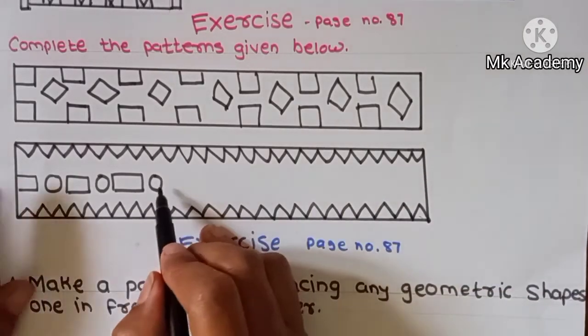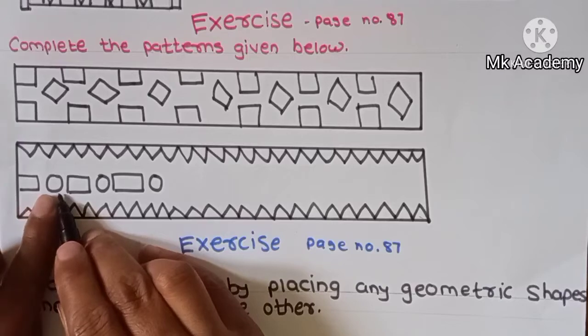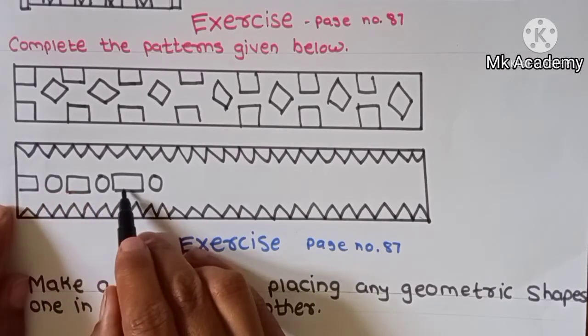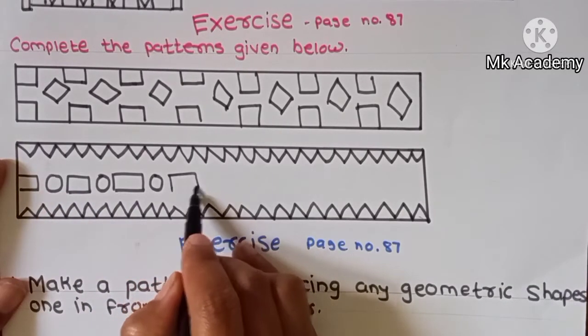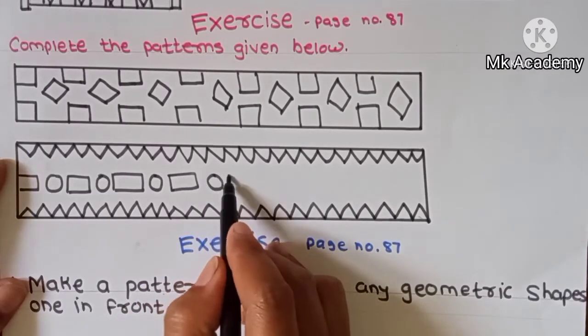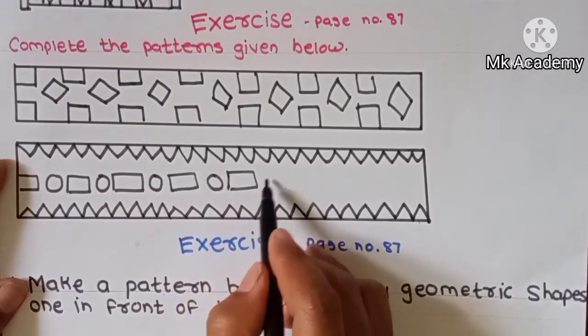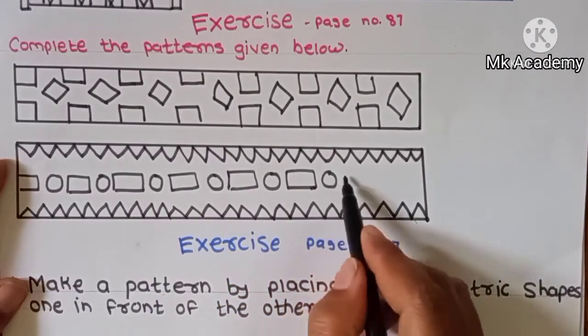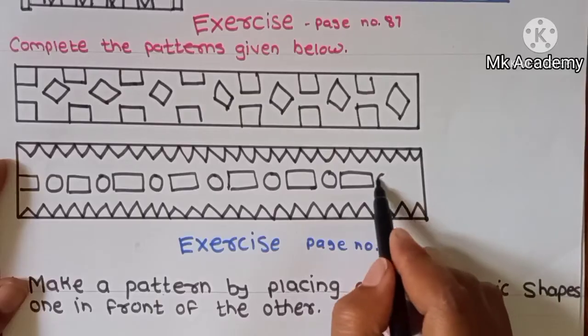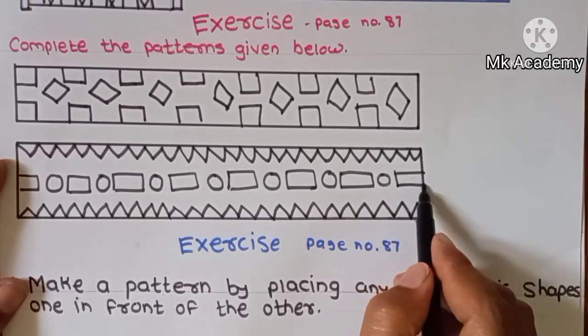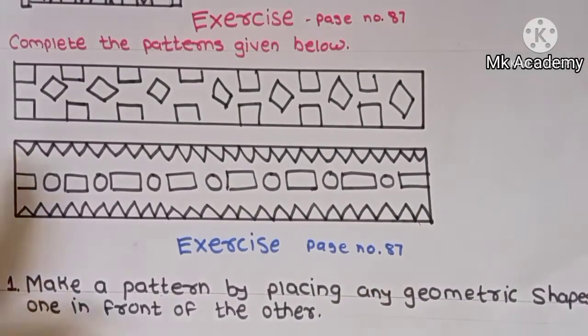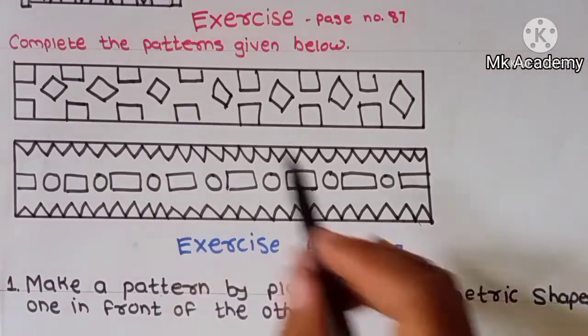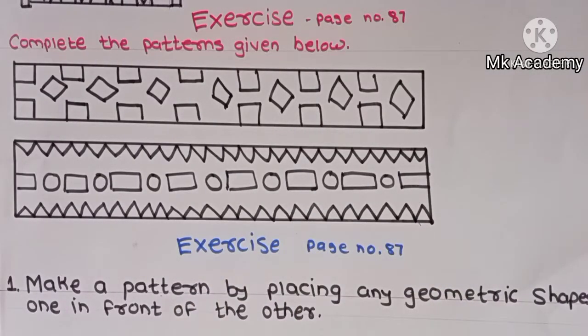Then rectangle, circle, rectangle, circle, rectangle, circle, again rectangle, then circle, rectangle, circle, rectangle, circle, rectangle, circle, again rectangle. Understood? And these are geometrical shapes. Now we solve the exercise on this page number 87.